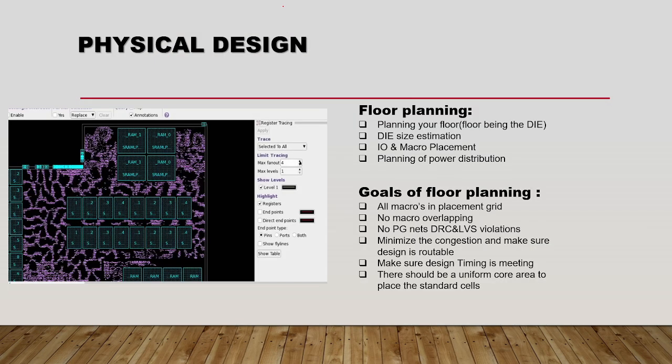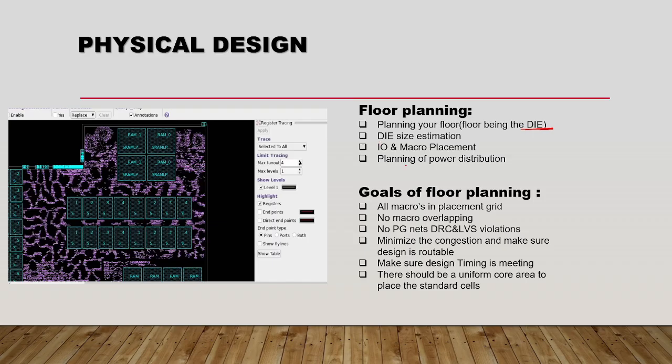So here you see, these are the physical design, floor planning. How this works, you are going to study. I'm not going deep into this. Floor planning means planning your floor, the die. Die is like a CD, like a papad, a thin layer in which you can fabricate so many processors. Die size estimation, IO macro placements, and all those things you'll study about physical design.